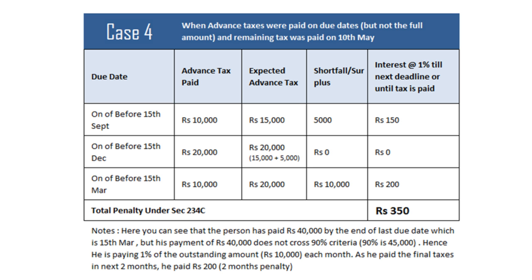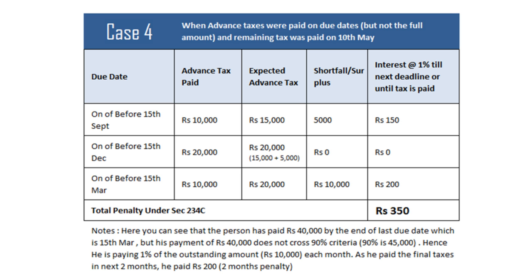So now if you add it, it is 350 rupees. Can you see how his penalty has come down significantly? It's just 350 rupees compared to 1,000, 2,000 or 3,000 rupees in the earlier cases. This is only because he has paid his advance tax on time. So he saved 1 or 2,000 rupees.